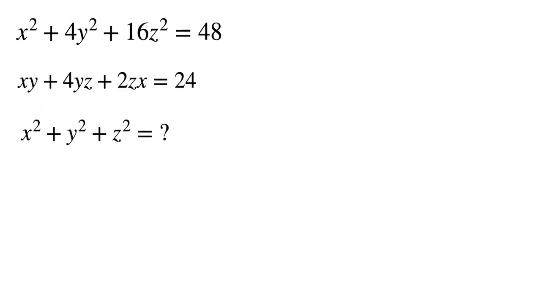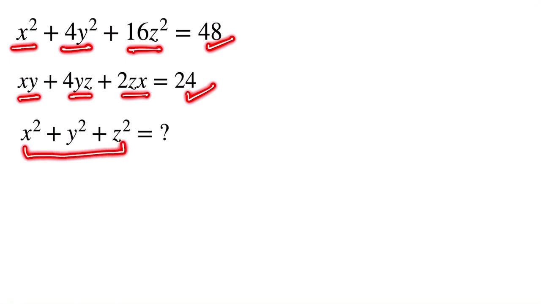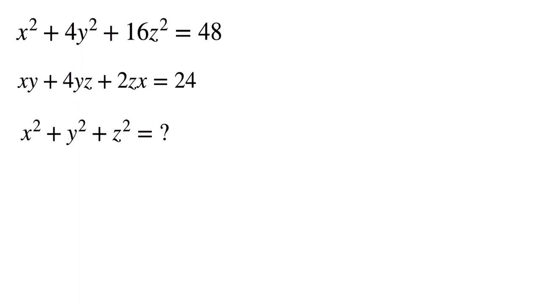So this is our question. This is an Olympiad question. It is given that x square plus 4y square plus 16z square is equal to 48, and xy plus 4yz plus 2zx is equal to 24. So we have to find the value of x square plus y square plus z square.